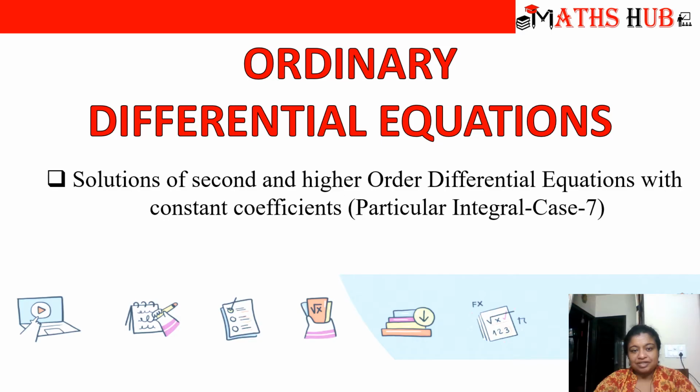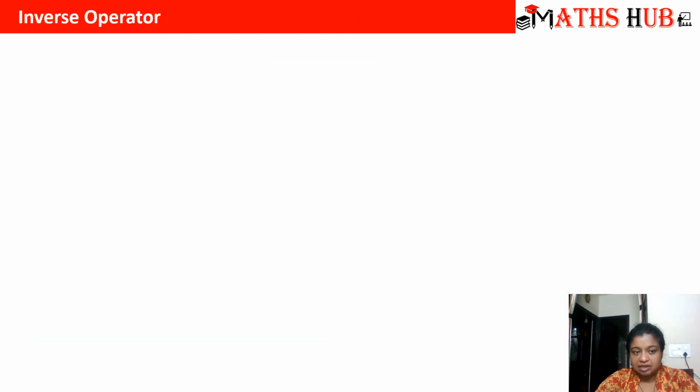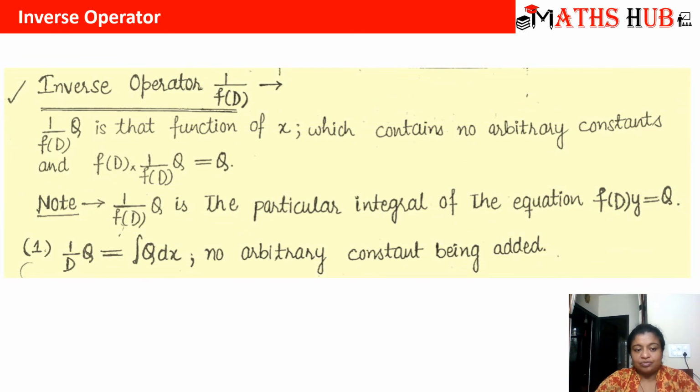So today in this video, I'll tell you about the particular integral case 7. In the previous videos, we have been dealing with how to calculate the particular integral of a second order differential equation. So let us see what the seventh case is. Before we jump into it, let us quickly revise all the previous rules that we have done for particular integral. The inverse operator is 1 by D times Q, which is integration of Q dx.